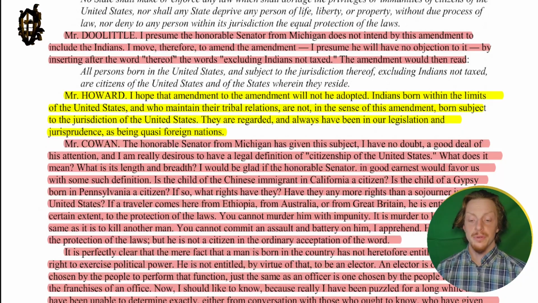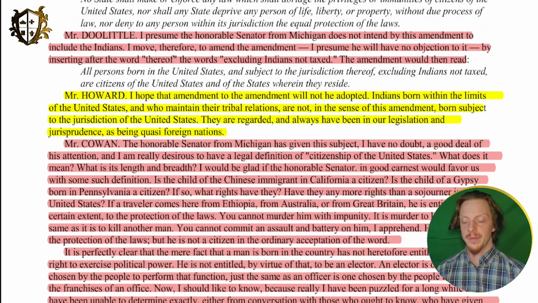Mr. Doolittle: I presume the honorable senator from Michigan does not intend by this amendment to include the Indians. I move, therefore, to amend the amendment. I presume he will have no objection to it, by inserting after the word thereof the words excluding Indians not taxed. The amendment would then read, and there's the proposed change to the amendment.